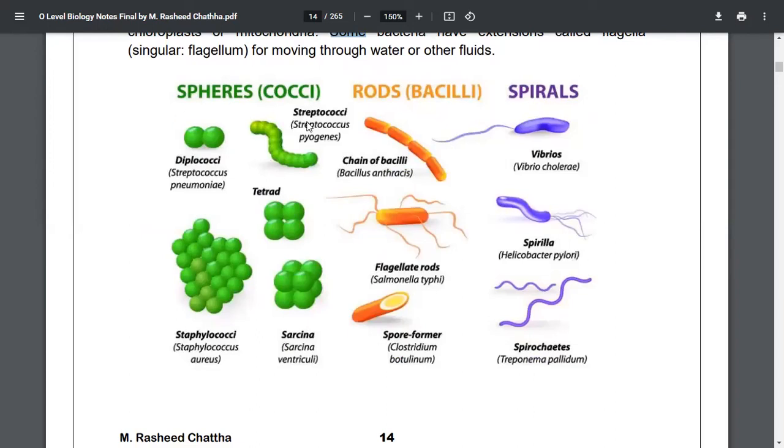Here, the ball-like bacteria are called cocci. The rod-like are called bacilli. The spring-like are called spirilla, and they may have spores around their body.